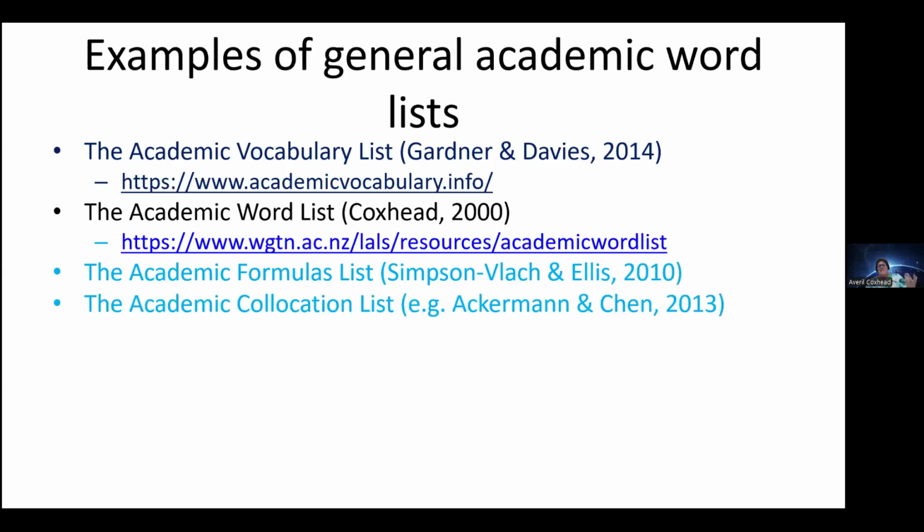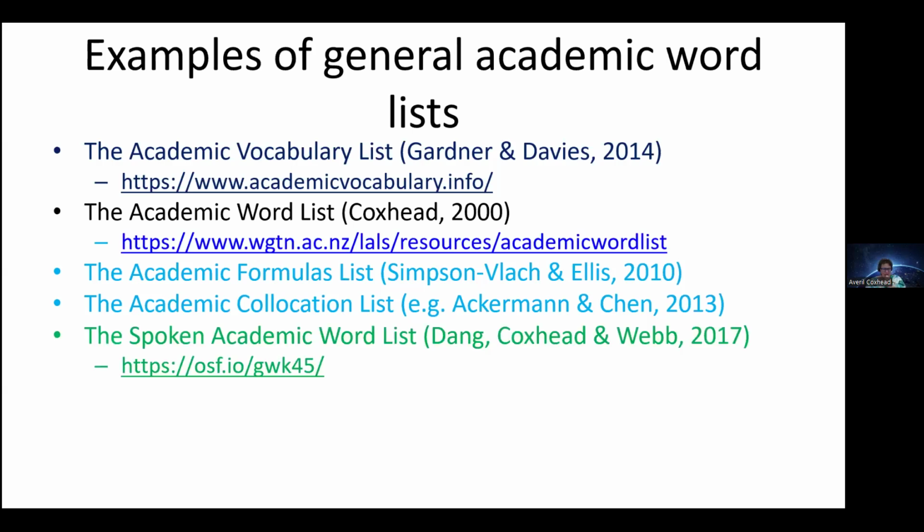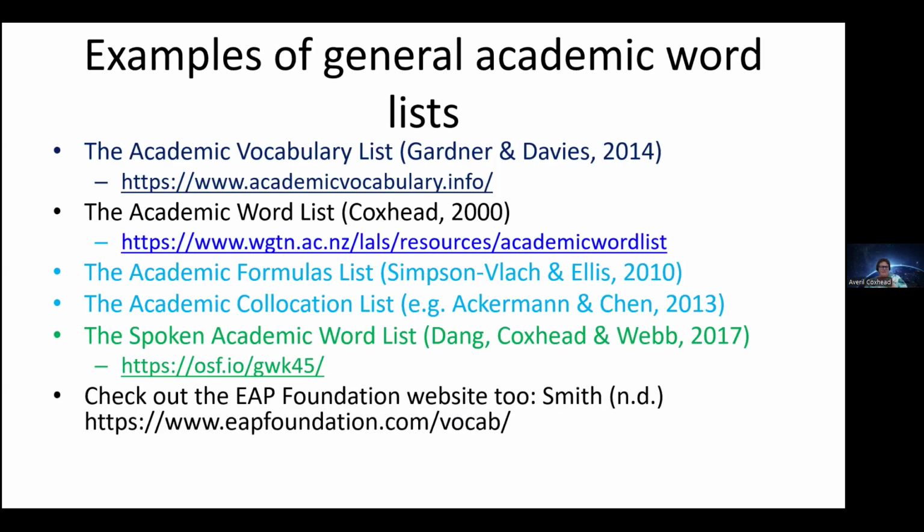The academic collocation list by Ackermann and Chen is quite large. You can find that as well on the EAP Foundation website, and that's two-word collocations. You can download it by grammatical collocation, so noun plus noun, adjective plus noun, or you can look at it from a frequency perspective, I think, as well. There's also the spoken academic word list from Yen Dang, now at the University of Leeds. I was her PhD supervisor along with Stuart Webb. I'll send Sophie the PDF of this talk, and she can send it out to you if you want to find those links, or copy and paste them now.